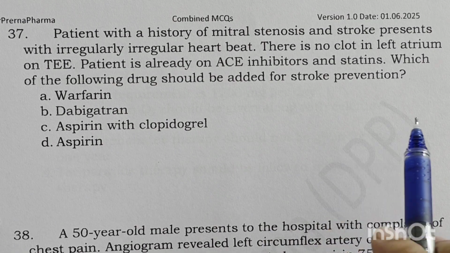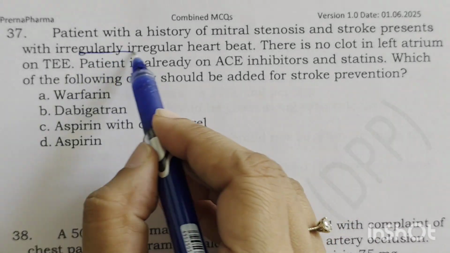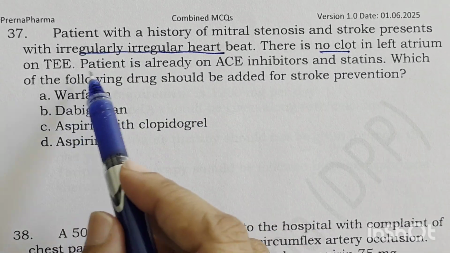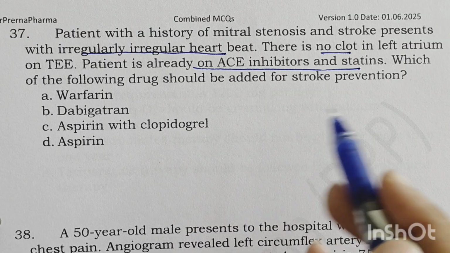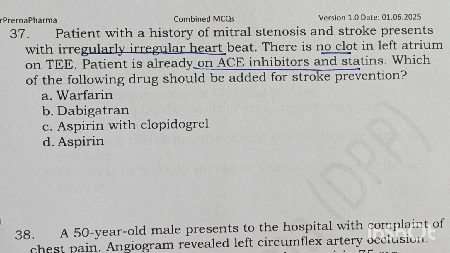Patient with a history of mitral stenosis and stroke presents with an irregular heartbeat. There is no clot in the left atrium on TEE. The patient is already on ACE inhibitors and statins. Which of the following drugs should be added for stroke prevention? Options are warfarin, dabigatran, aspirin with clopidogrel, and aspirin.